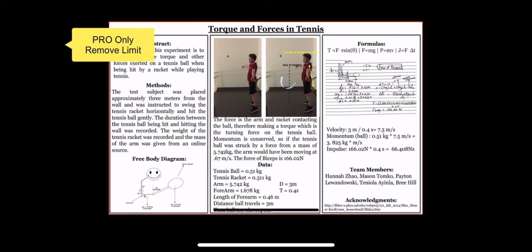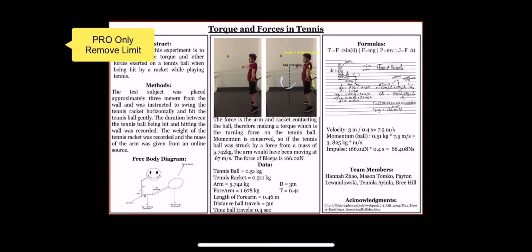With this information, we drew a free body diagram as shown above, and were able to find the velocity of the ball, the momentum of the ball, as well as the impulse. We were also able to find the possible velocity of the arm as well as the force of the bicep. To find these values, we used the formulas listed above.